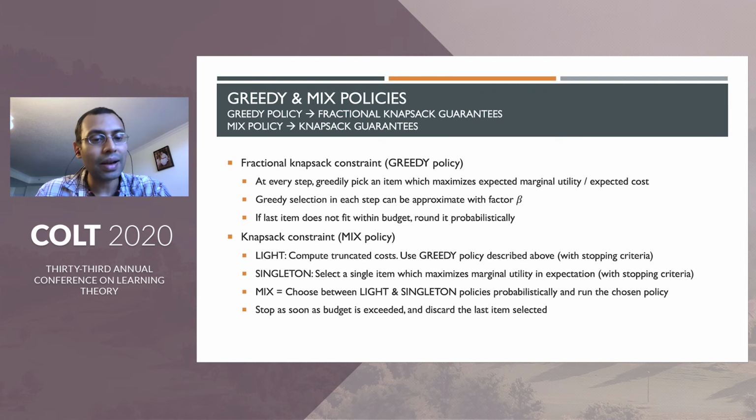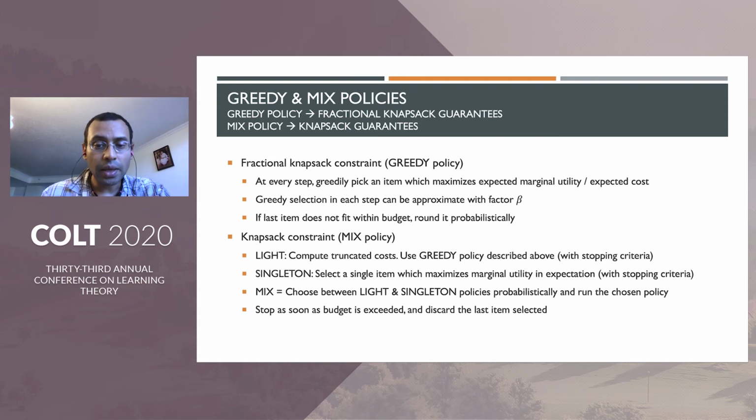That is the classic greedy algorithm. But in the numerator, you have an expected marginal utility. In the denominator, you have the expected cost, and that is what is getting maximized. And in fact, this greedy step doesn't have to be exact. This greedy maximization step, selecting an item greedily, can itself be approximate with a factor beta, and we can roll this factor into our guarantees.